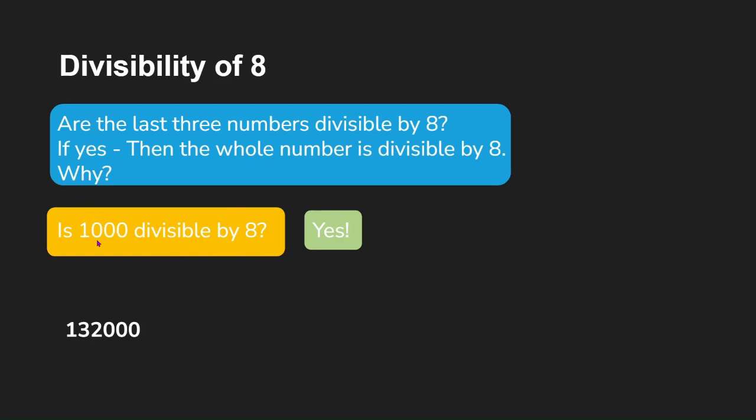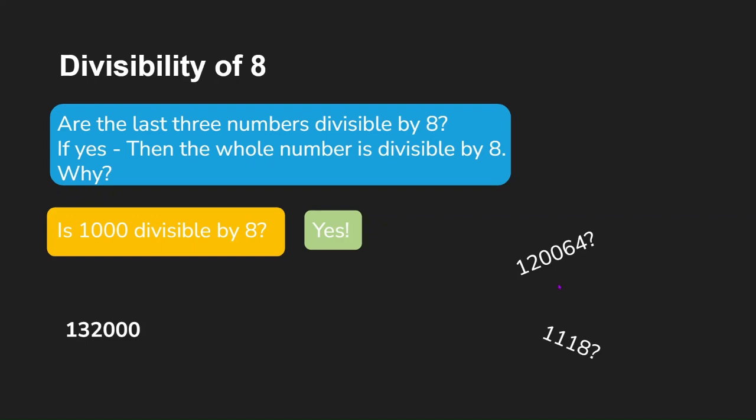And let's think now, like if we had 1,008, that would also be divisible by 8, right? Because the 8 can be divided by 8 one time. And then the rest of it, 1,000, can be divided by 8. Or like 1,016, right? 16 can be divided by 8 two times. And the 1,000 is also divisible. So if we look at these numbers, are they divisible by 8? Take a second. Let's see if you can figure it out.